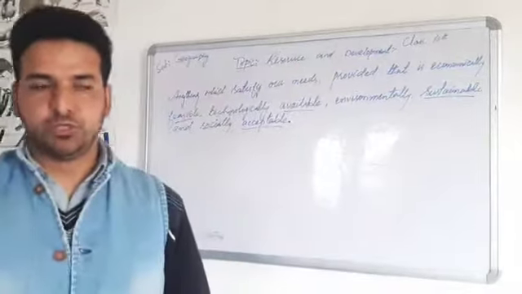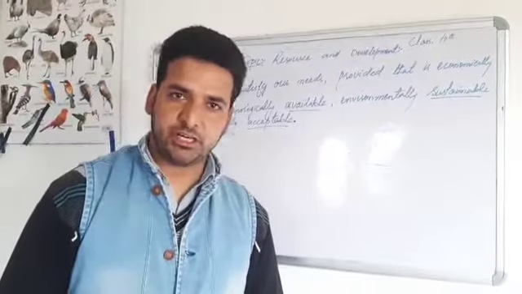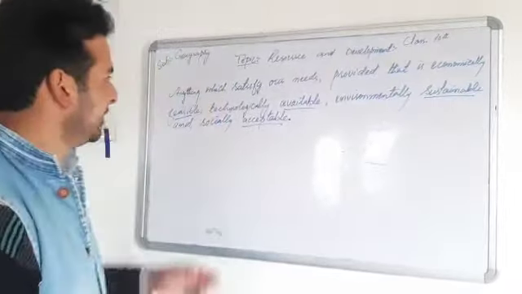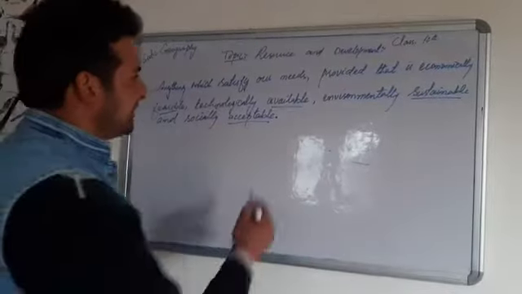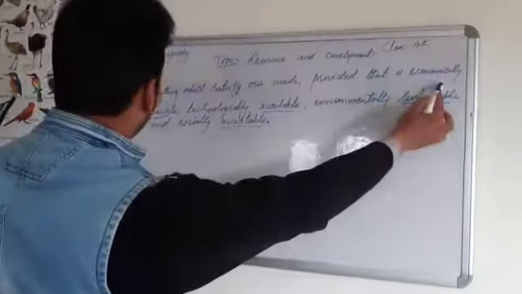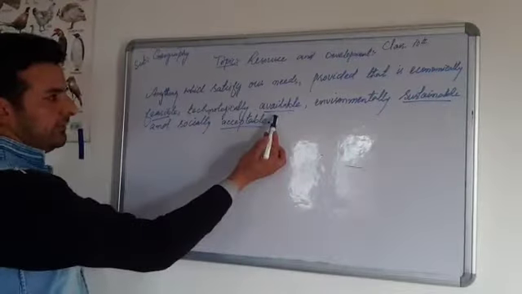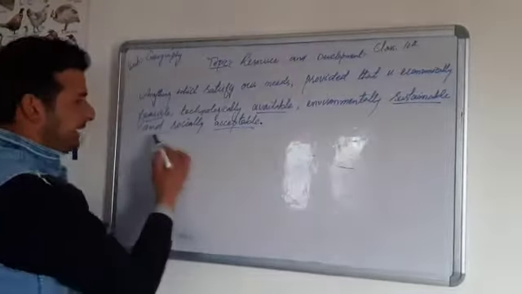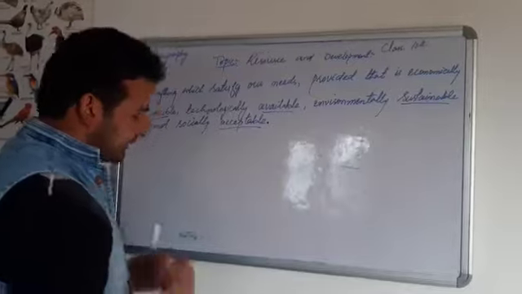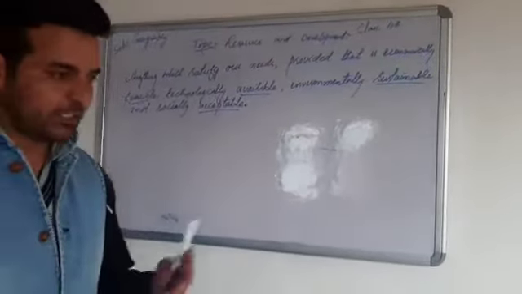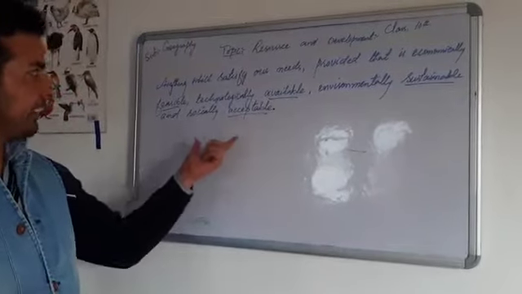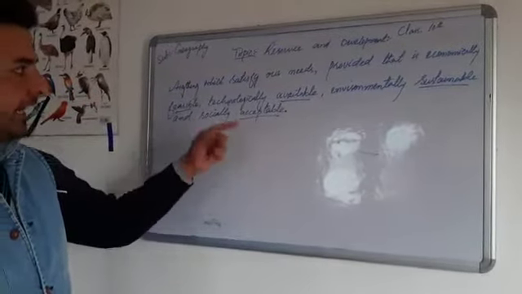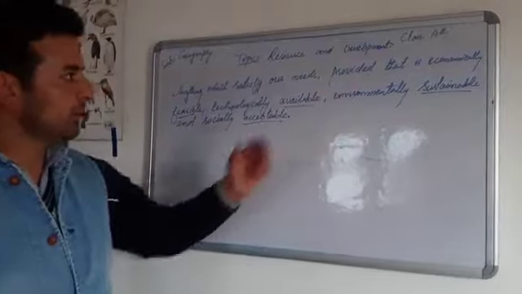First of all, we should know the definition of resource. I have already written it on the board. The definition is: anything which satisfies our needs, provided that it is economically feasible, technologically available, environmentally sustainable and socially acceptable. Before saying anything is a resource, it should fulfill these four criteria. First of all, it should satisfy our needs and it should also fulfill these criteria.